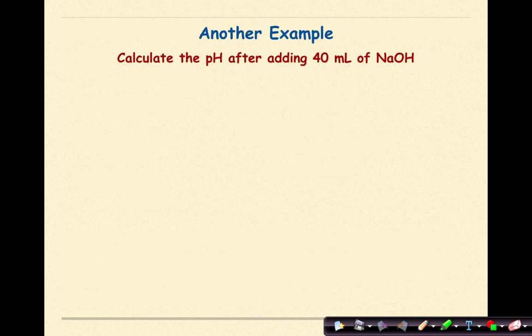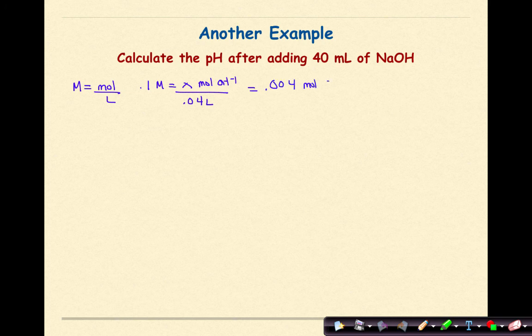Let's look at one last example. Calculate the pH after adding 40 milliliters of sodium hydroxide. So again, we always need to start out by saying molarity is equal to moles over liters. Our original molarity of our base is 0.1 molar. We're solving for moles of hydroxide, and our volume here is 0.04 liters. So if we work this out, we're going to have 0.004 moles of hydroxide ions. So there's our step 1.